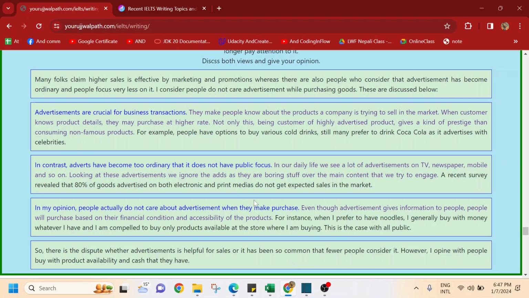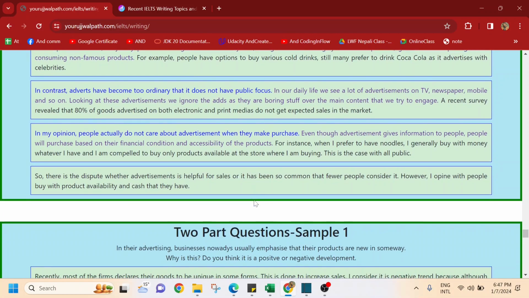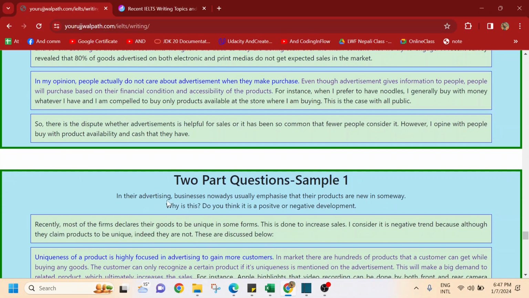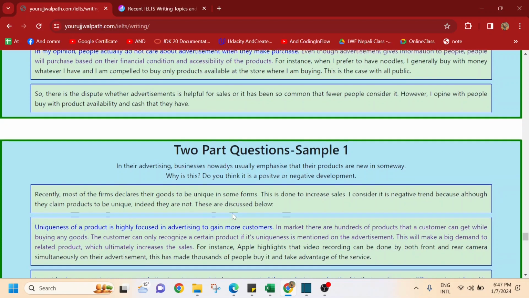Okay, so after discussing both views, let's move towards the two-part questions. For two-part questions, there would be two questions. I have here in advertising: Businesses nowadays usually emphasize that their products are new in some way. So why is this? Do you think it is a positive or negative development? This will end with a question mark. Grammatically, there is an error over here.